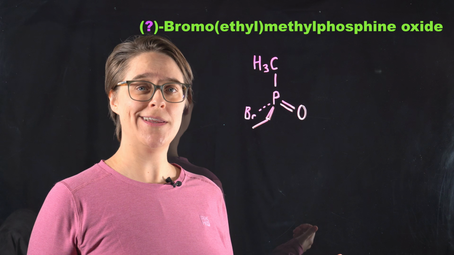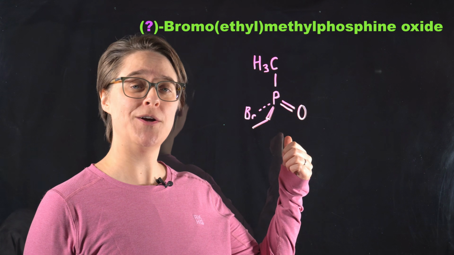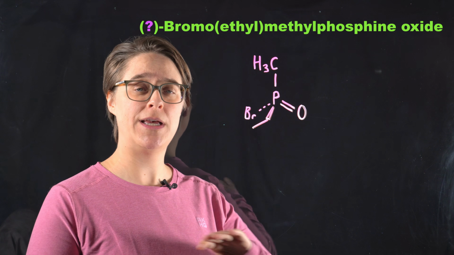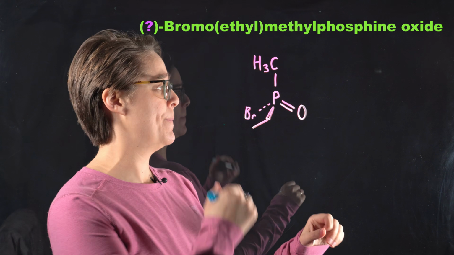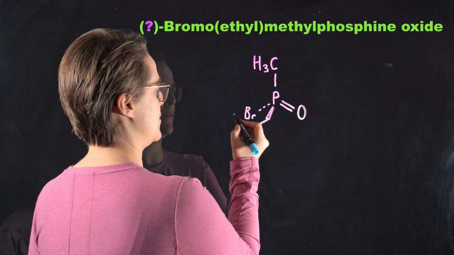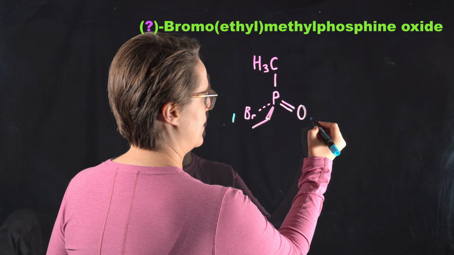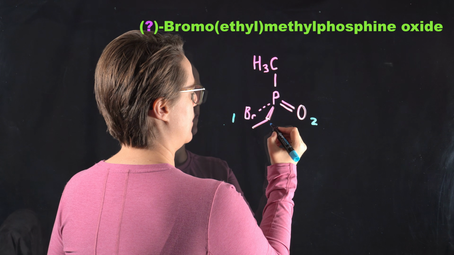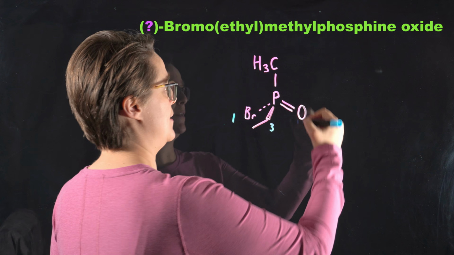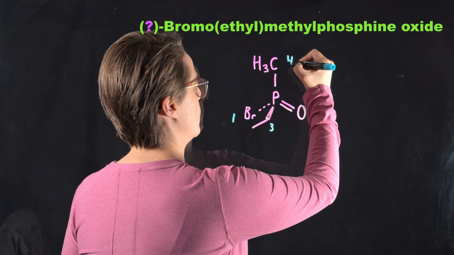So carbon is not the only atom that can be a chiral center. Here we have a phosphorus bonded to 4 different groups, but we do the exact same thing. Highest atomic number is bromine, so that is first priority. Then oxygen is second. The carbon bonded to another carbon is third. Then the CH3 group is fourth.